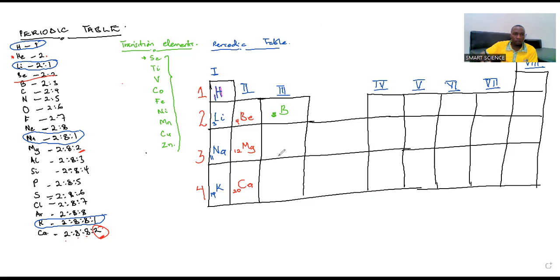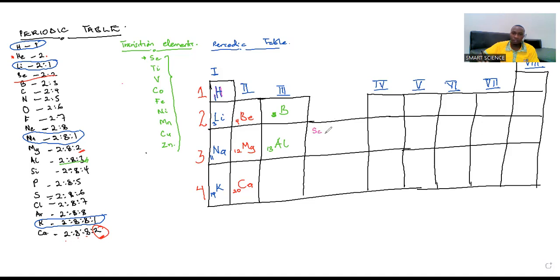From boron, the next we are meeting is aluminium, atomic number 13. It has 3 shells. That's why I'm also putting it in period 3. Then among the transition elements, these ones are many.